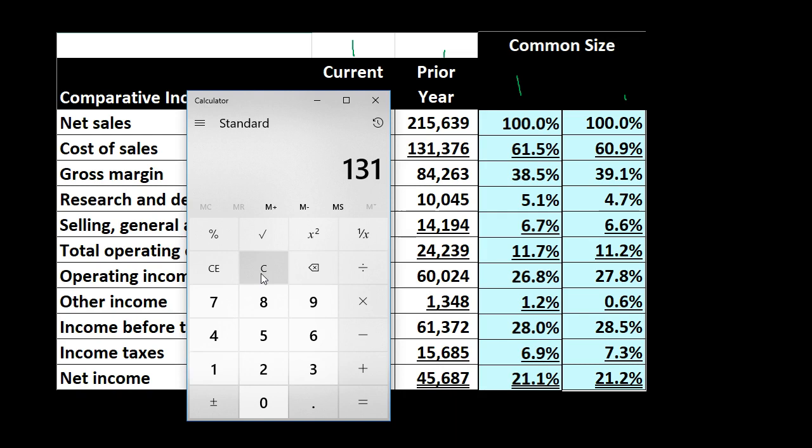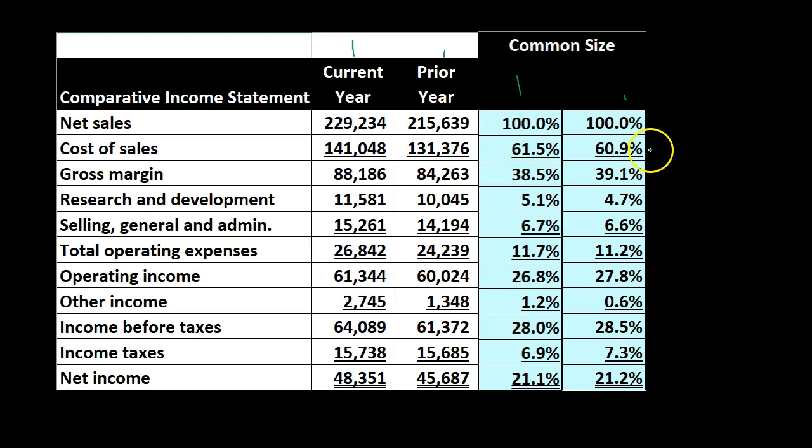We've got the 131,376 divided by the 215,639, and that's going to give us our 60%. And now we can do a comparison in a vertical analysis from year to year. We could take a look at these two numbers and start to say, we had a bit of a change in the cost of goods sold, a bit of a change in the gross margin, but from a percentage basis, we're pretty close in terms of the relationships.